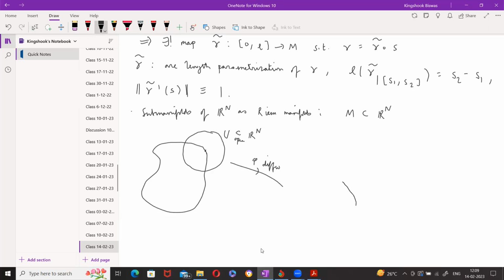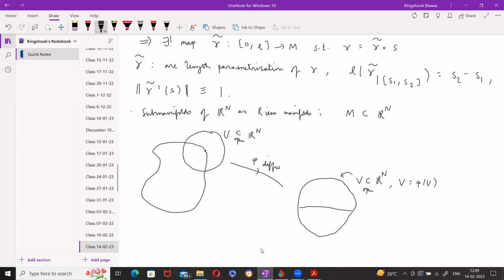to some subset V in R capital N, such that this portion of the manifold, I can straighten it out. It maps to a lower dimensional Euclidean space cross the zero vector. So this thing is V, this is open. V is phi of U.